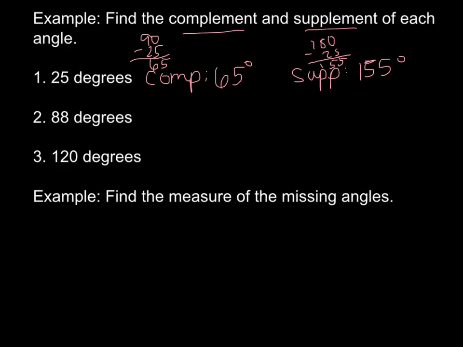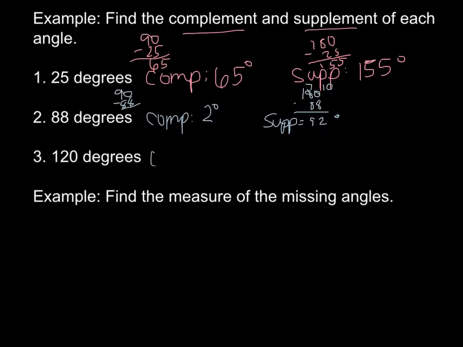Then for 88, we do the same thing. 90 minus 88 means my complement is 2 degrees. And 180 minus 88 is 92, so our supplement equals 92 degrees. Make sure that when you do this, you actually write complement is this, supplement is this, because if you just put 2 degrees, 92 degrees, I'm not going to know which one.